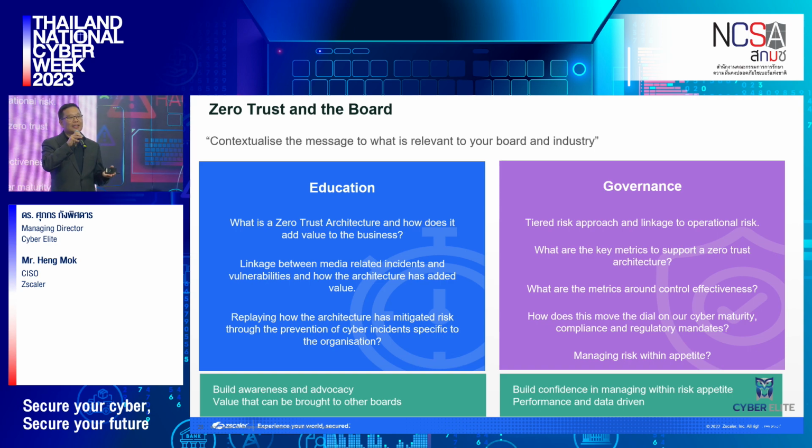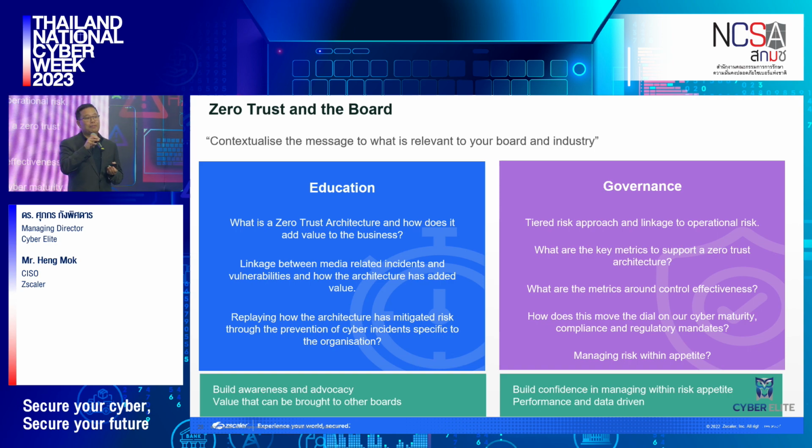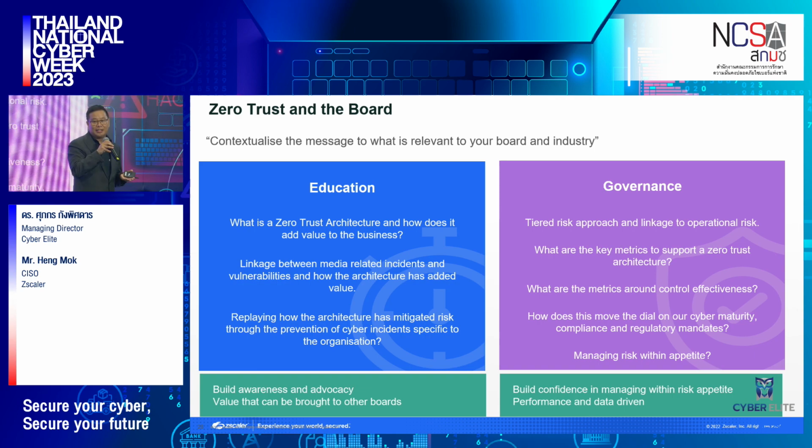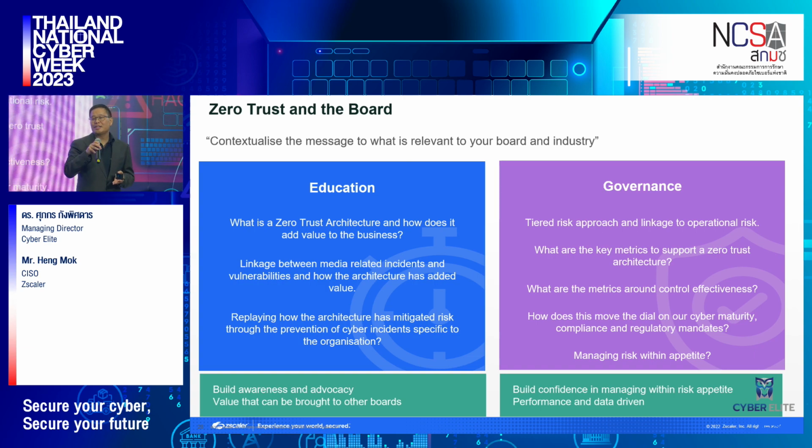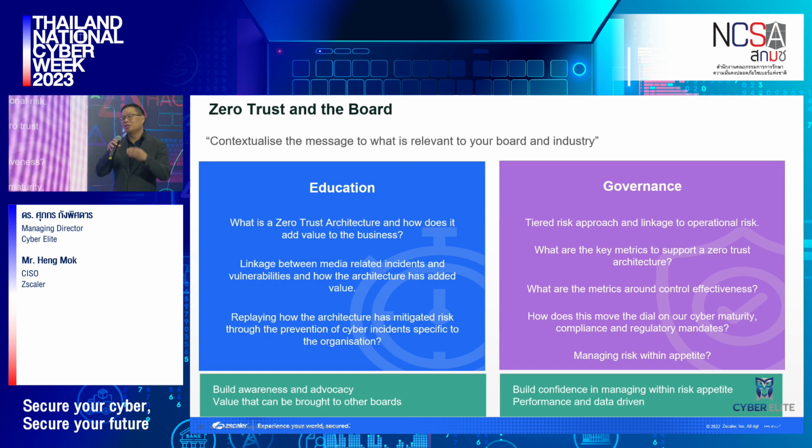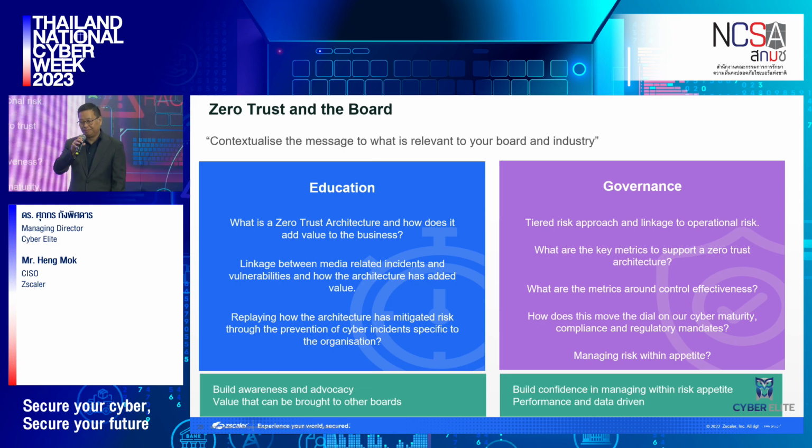So we think about things like cyber maturity. Are we measuring our initiatives against the NIST CSF? Are we doing it against ISO? Are we looking at it from a regulatory compliance perspective? So leveraging Zero Trust and the requirements and the controls that it brings in order to mitigate operational risk and managing within risk appetite. It should always be performance and data driven.